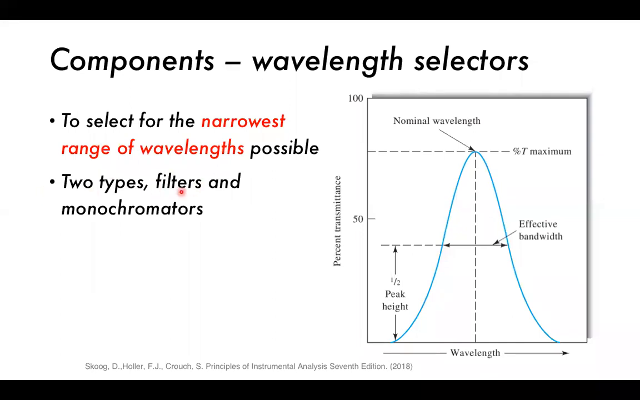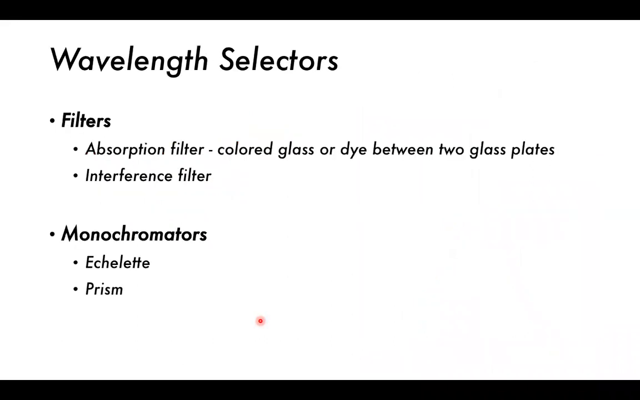We have two types. We have filters and we have monochromators. These are the two most common types, the two that we will talk about the most. This is obviously the light that we just talked about. We'll focus mostly on filters, and we'll talk a little bit about monochromators.